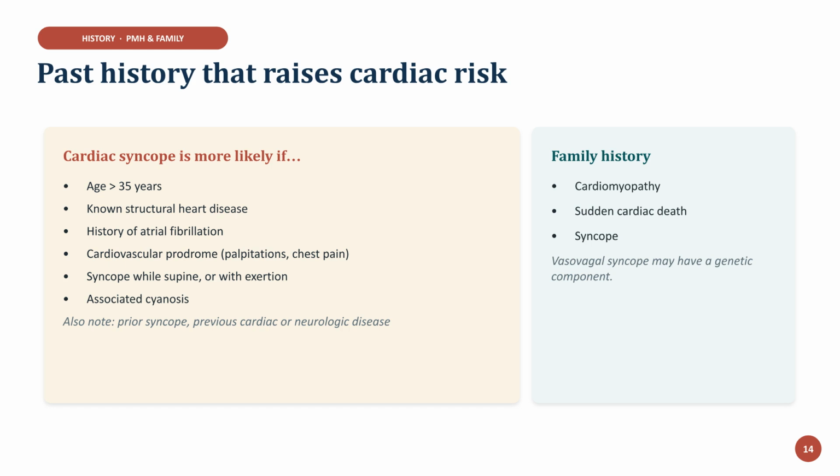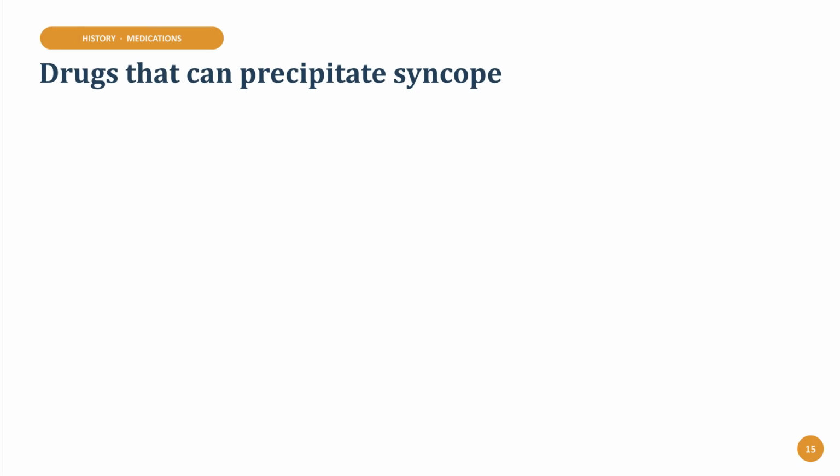Reviewing past and family history is essential for risk stratification. Patients over 35 with known heart disease, a history of atrial fibrillation, or cardiovascular symptoms are at higher cardiac risk. Note any syncope that occurs while lying down or during exertion. Family history of sudden cardiac death or cardiomyopathy provides important clues, even for presumably benign cases. Finally, always perform a thorough medication review.